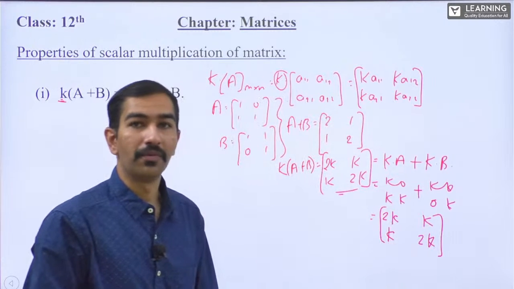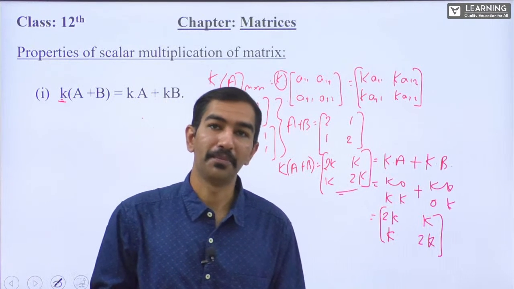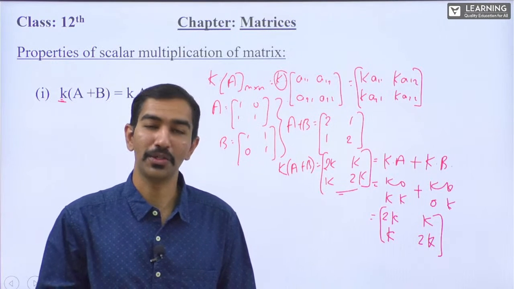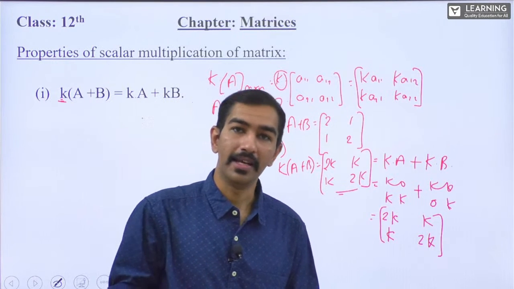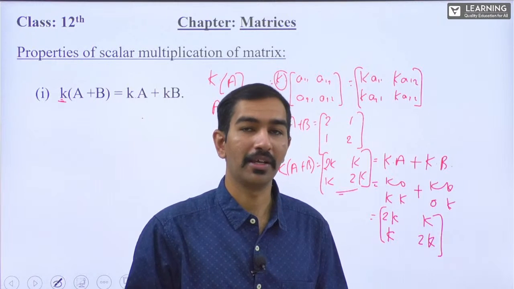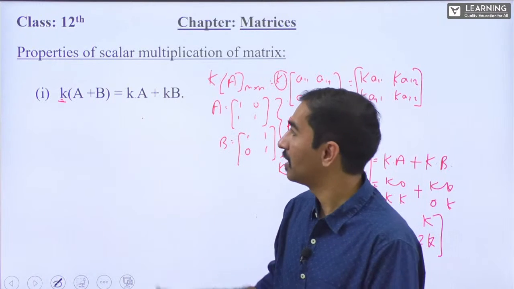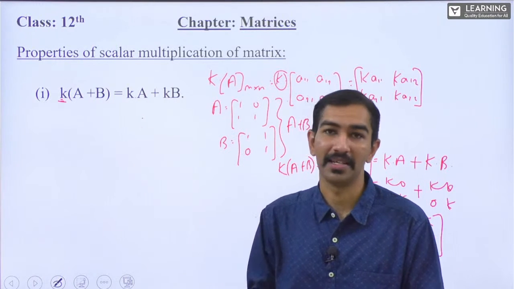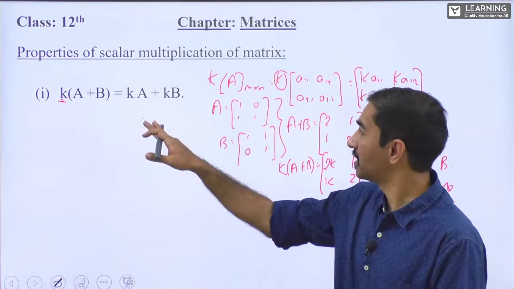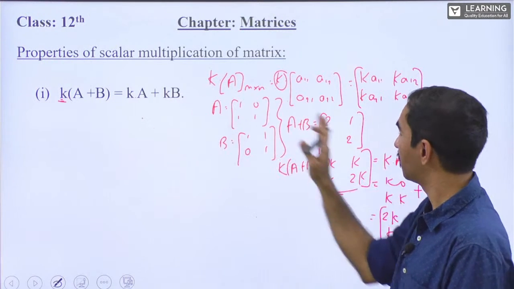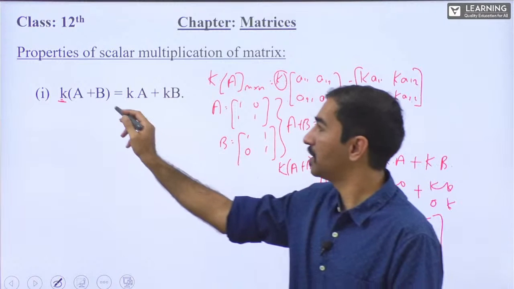A very quick proof for the very first property of scalar multiplication. So like this, you can consider your own examples and check whether these properties are satisfied or not. According to my knowledge, 100% these properties will be satisfied. Alright, so the first property has been proved with a very small example.